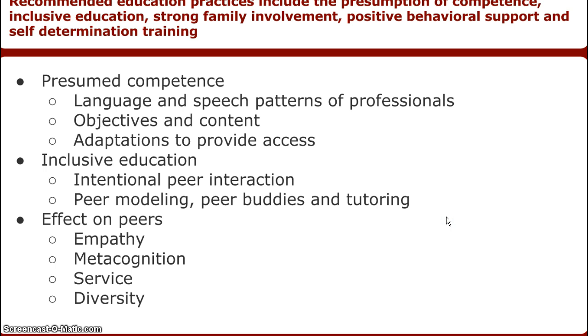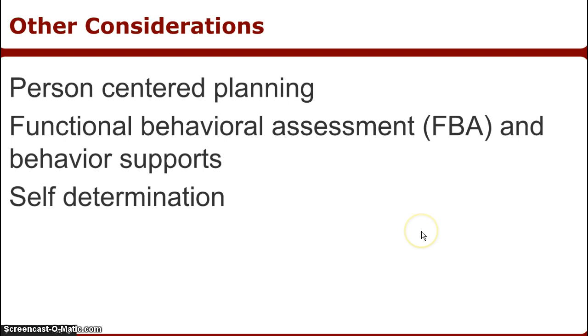And then we have some recommended practices. We presume that a kid is competent. We work on inclusive education, getting the kid to be a part of the world. And we recognize that the general ed kids are also going to benefit from this. And then we've got three big things that I'm going to give you follow-up on: person-centered planning, functional behavioral assessment, and self-determination. So that is chapter 1.